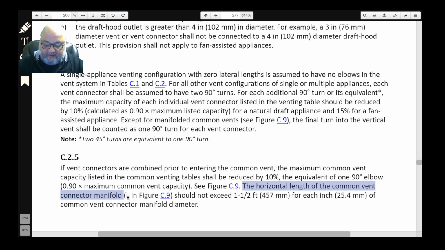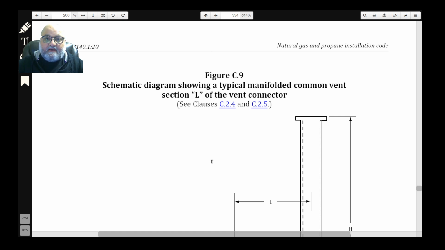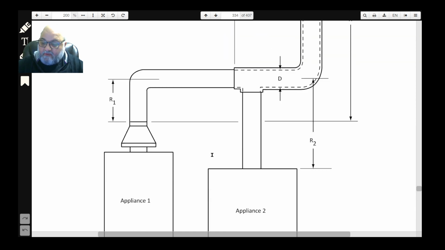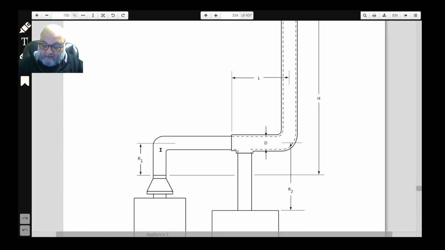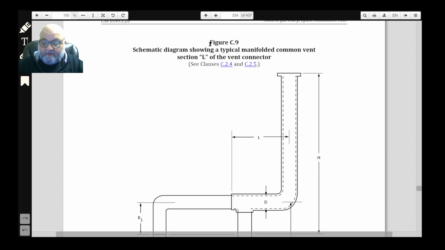And the good news is that you have all kinds of figures in the codebook at the end of the annex. So for example, if we go to C9, as the clause is referring to, oh look, this is the manifold that we've been talking about. Here are the vent connectors, and this is the vent gas streams combining right here and then entering the manifold. So this is an arrangement called figure C9.